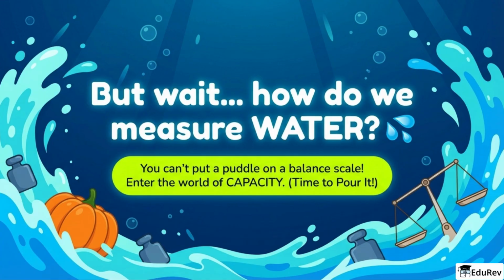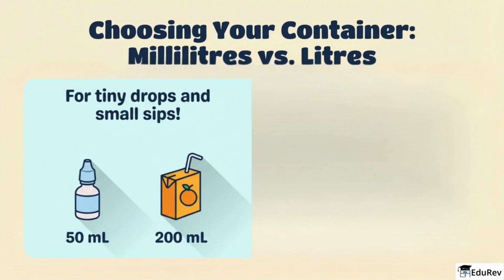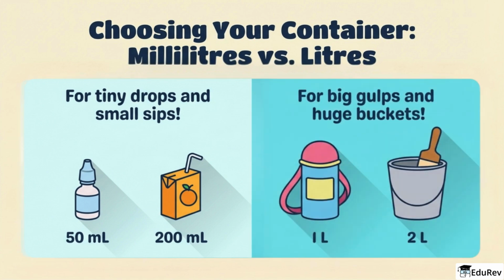Now let's shift to something different. Think about water. Can you place water directly on a balance scale? No. So we use another idea called capacity. Capacity tells us how much liquid a container can hold. Capacity is measured using two main units. Milliliters are used for small amounts. Liters are used for larger amounts. For example, a medicine bottle may be measured in milliliters. A water bottle is usually measured in liters. So just like weight, we choose units based on size.